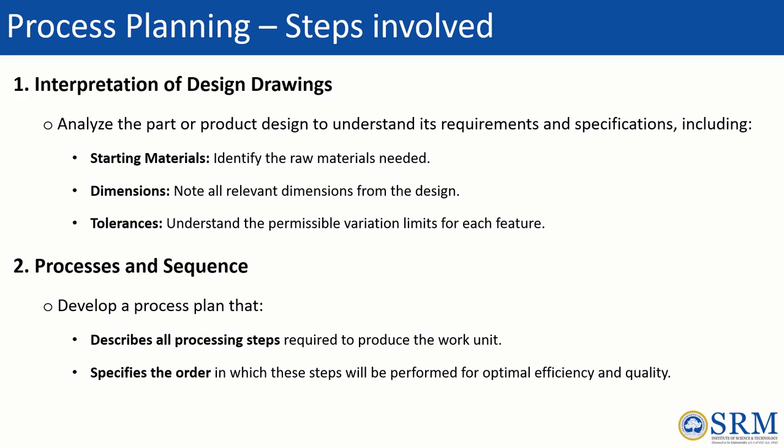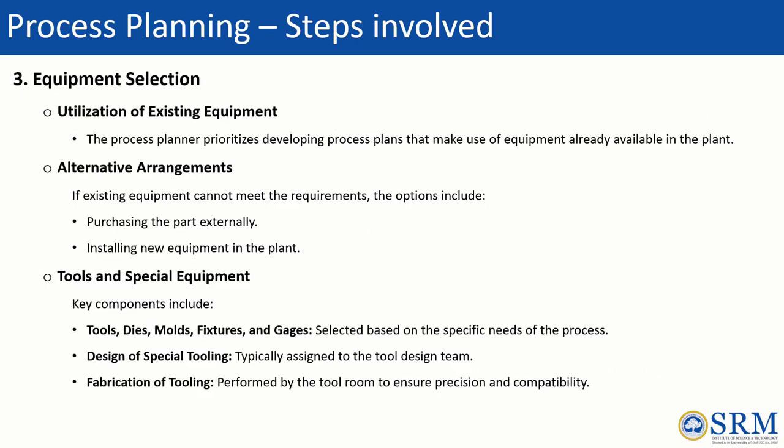This sequence involves determining all the manufacturing operations required and arranging them in an optimal order to maximize productivity and product quality. The third step is equipment selection. Process planners initially attempt to utilize existing equipment available in the factory. If existing facilities are inadequate, alternatives include outsourcing the components or investing in new equipment. Tooling requirements such as dies, molds, fixtures and gauges are also identified. Special tooling is designed by tool designers and fabricated in the tool room.